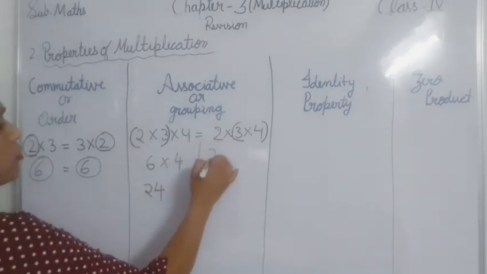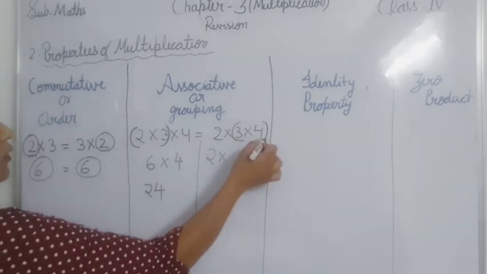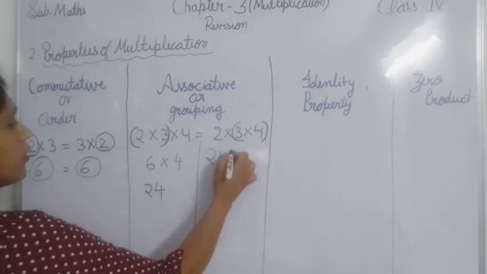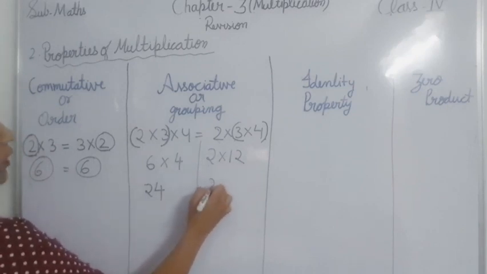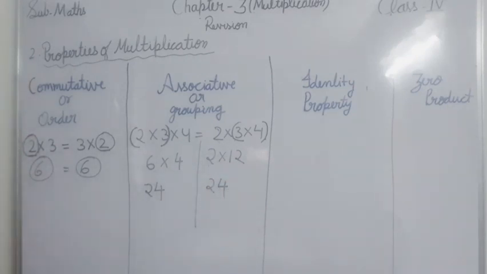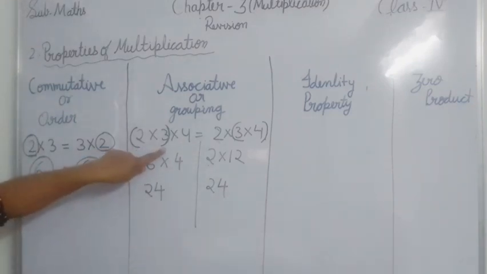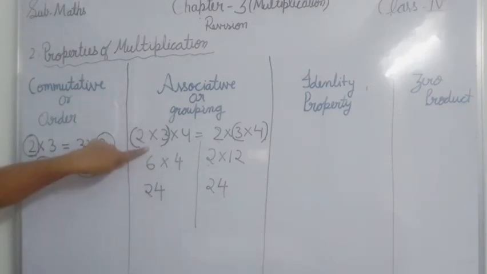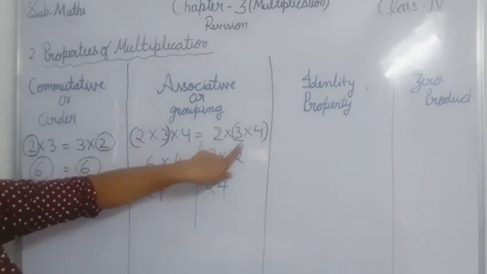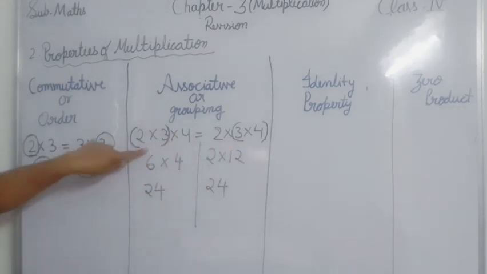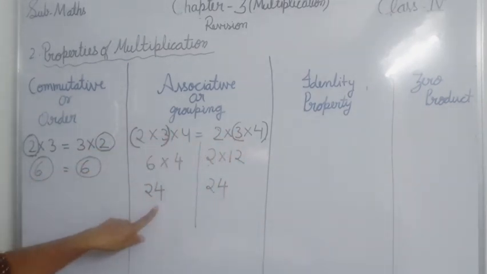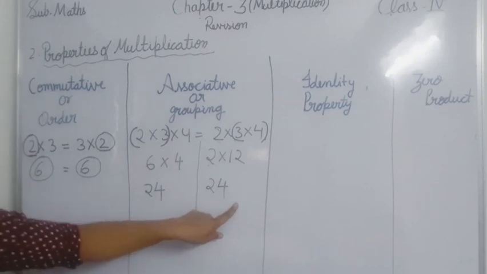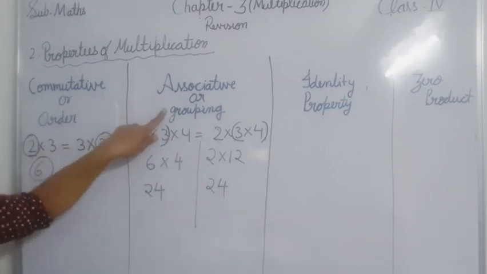Now see what is happening here. 2 I will write as it is. We have to solve the small brackets. 3 4s are 12. And if you multiply 2 by 12 we get 24. So see, here I made the group of 2 and 3, and here I am making the group of 3 and 4. I have changed their group. If we change their group, the product will not change. The product will remain the same. This is called the associative property or grouping property.